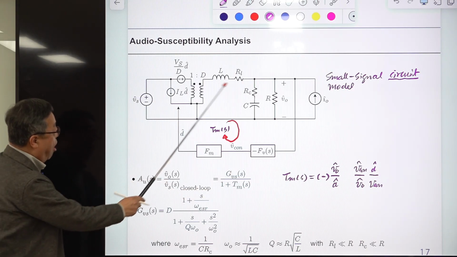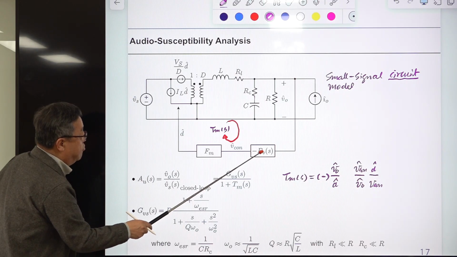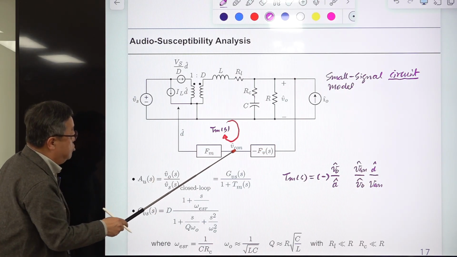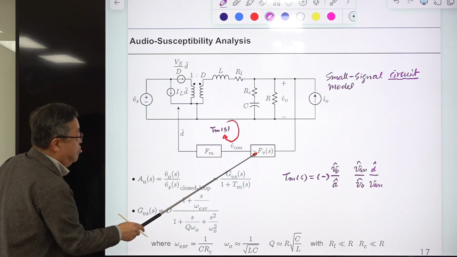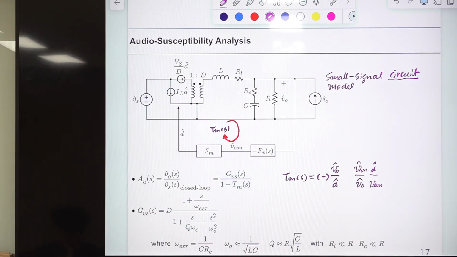and the duty ratio to output transfer function, and we have this output to control voltage transfer function, and we have this negative sign here. So another minus sign is coming here, and this is the control to duty ratio transfer function. So this is G_vd, this is the voltage feedback compensation function, F_vs, and this is the modulator gain F_M. Alright, and this is the expression.